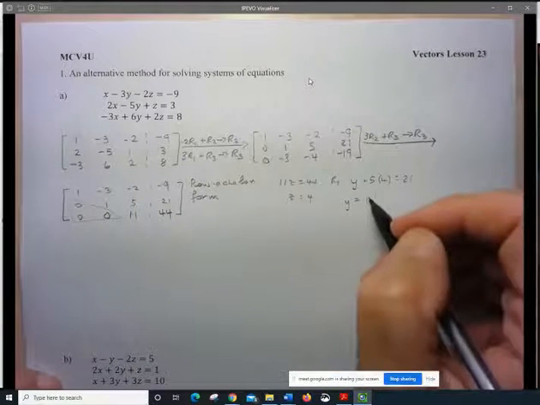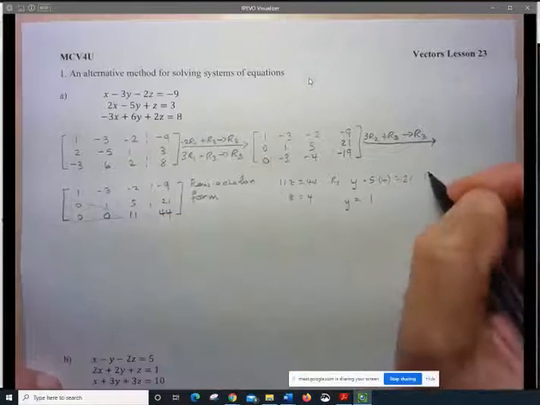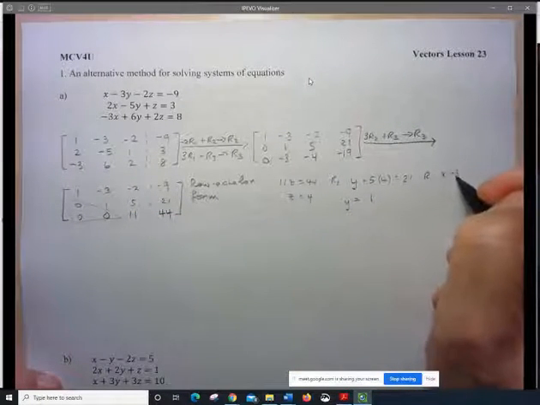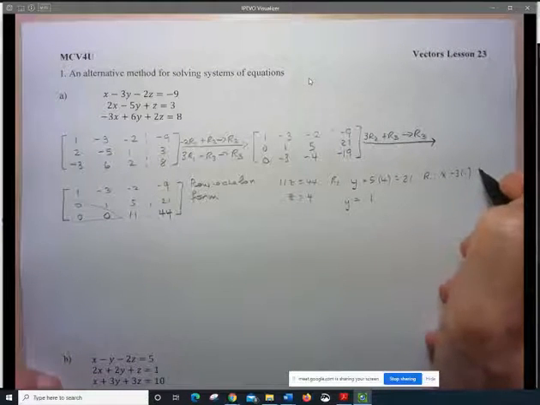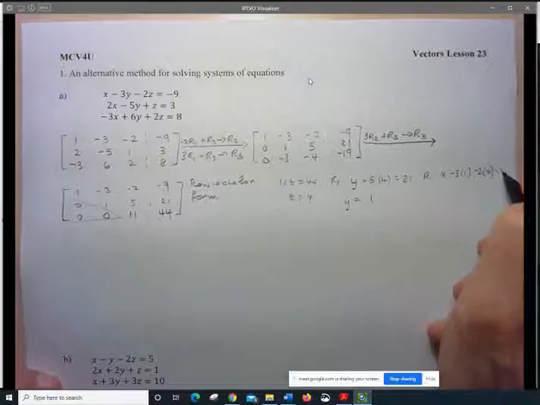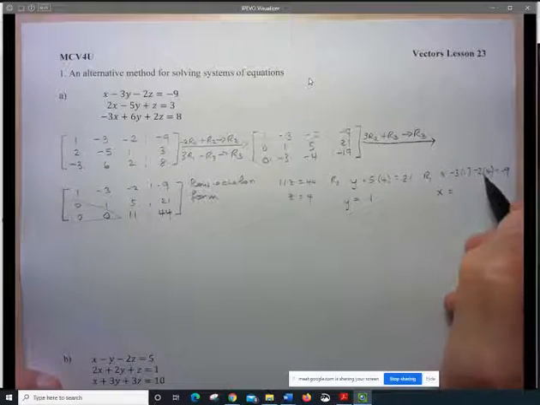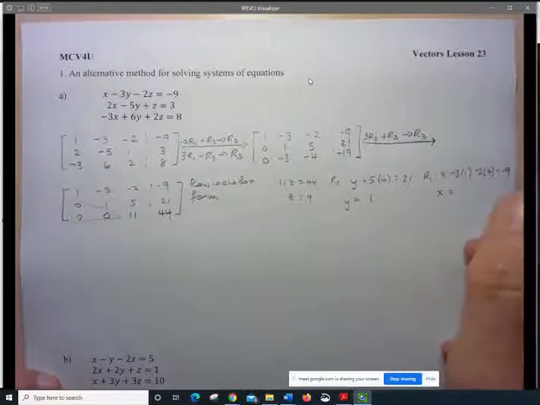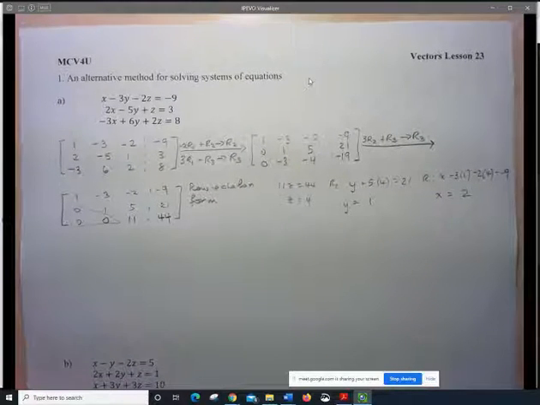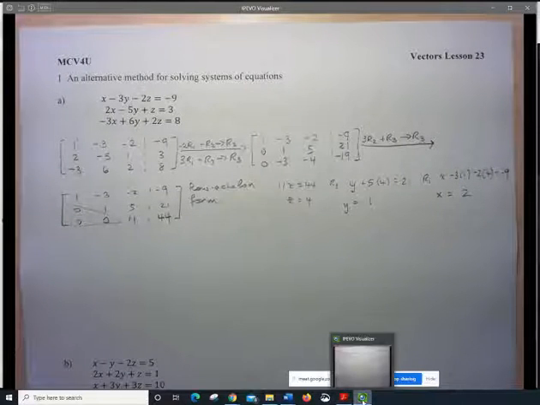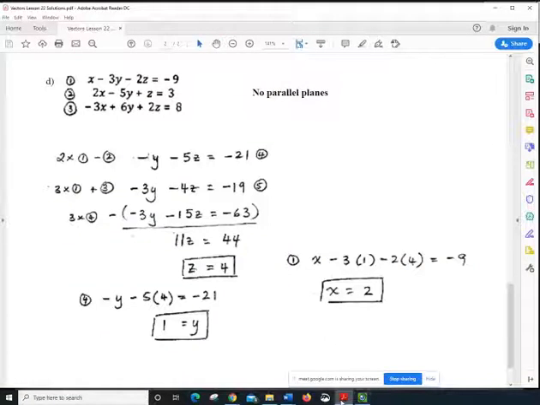And then I can take these two answers and go back to row 1 and solve for x. X minus 3 times 1 minus 2 times 4 is equal to -9. And so x is equal to, so -3 minus 8, -11, so plus 11, and x is equal to 2. Which I'm pretty sure was the exact same answer we got last time. Yeah, there we go, 2, 1, 4.